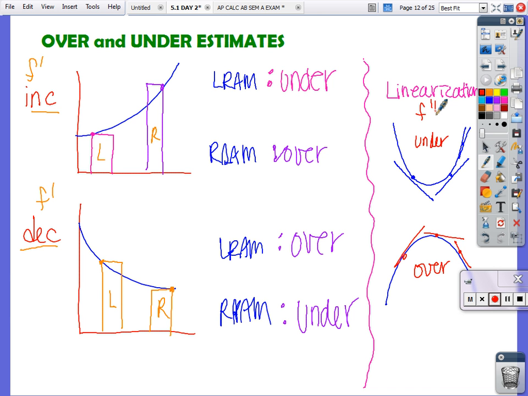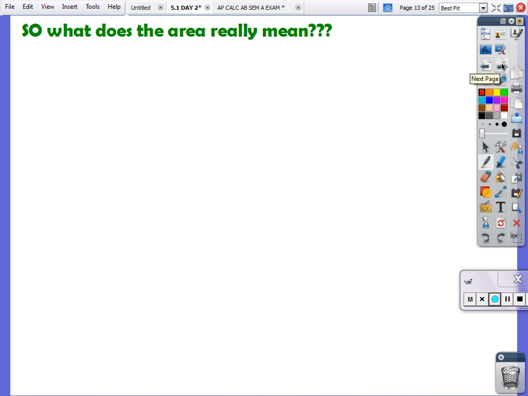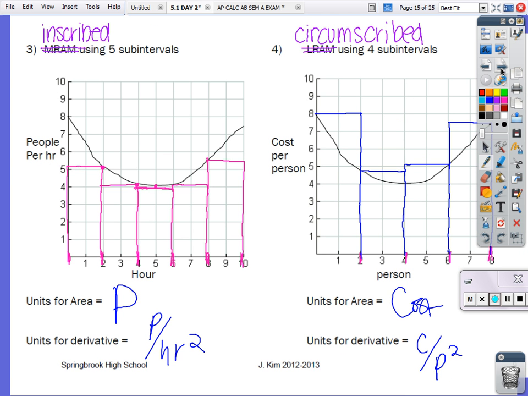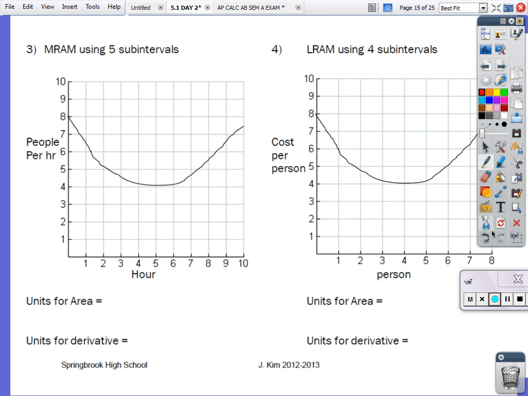What time is it? 29. Perfect. All right. So we already did that. We're going to go to the last page. I want you to change numbers 3 and 4. You're going to change this to inscribed, and you're going to change this to circumscribed. You're going to go back a page.